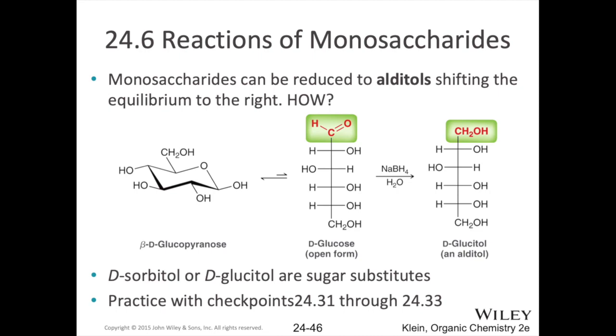Next, let's look at oxidations and reductions. The carbonyl can be reduced to an alcohol group. In this case, we can take the aldehyde group in glucose and reduce it to a primary alcohol using a strong reducing agent like sodium borohydride. When we do that, the suffix changes from -ose to -itol, so you've gone from an aldose into an alditol. That's also known as a sugar alcohol, and it's one type of artificial sweetener.